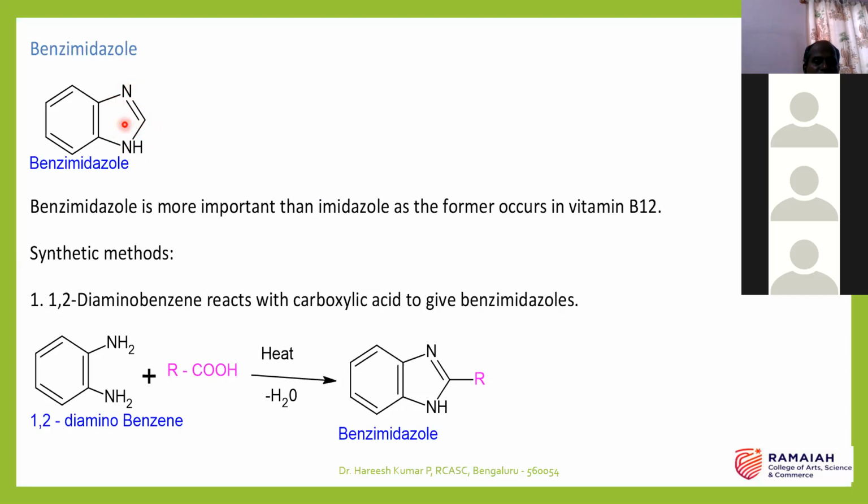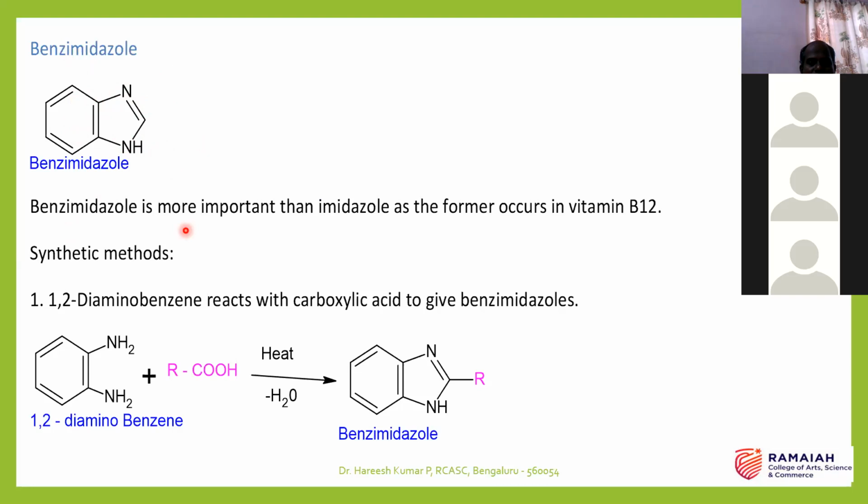Suppose imidazole is fused with benzene, then it's called benzimidazole. Of course, this has wide application in the drug industry as well as the dye industry. More particularly, this will be an analog of imidazole.